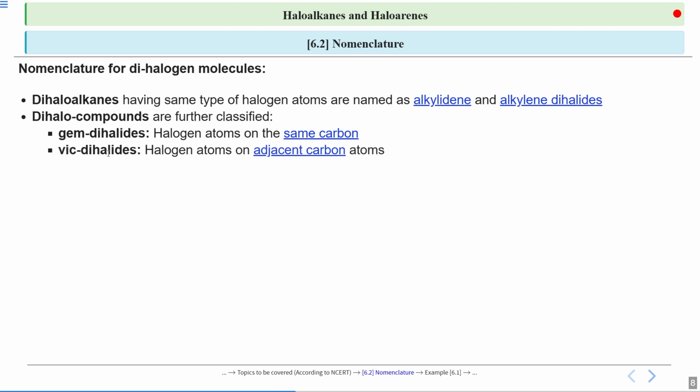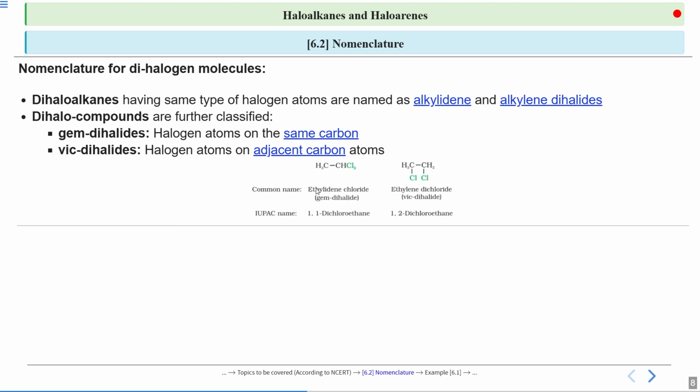Then come the vicinal dihalides. In these, halogen atoms are connected to adjacent carbon atoms in the structure. So when halogen atoms are present on adjacent carbon atoms, we call it a vicinal dihalide.